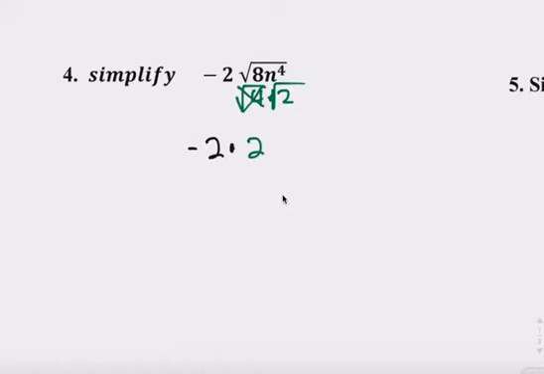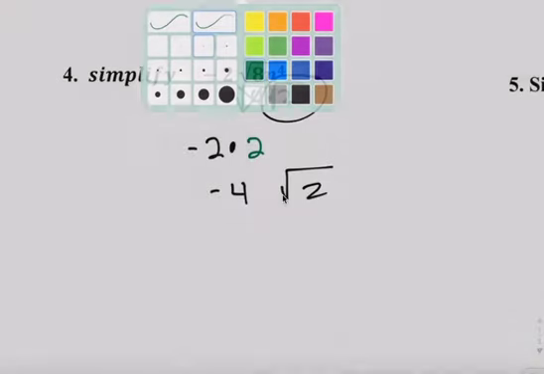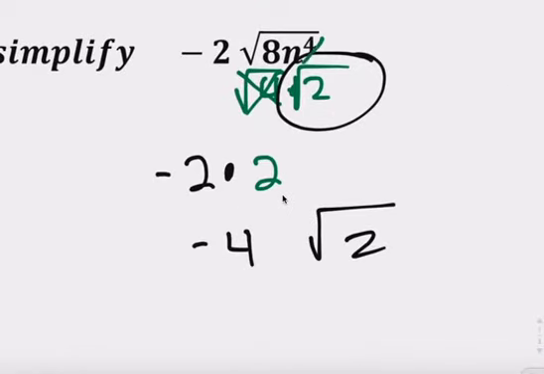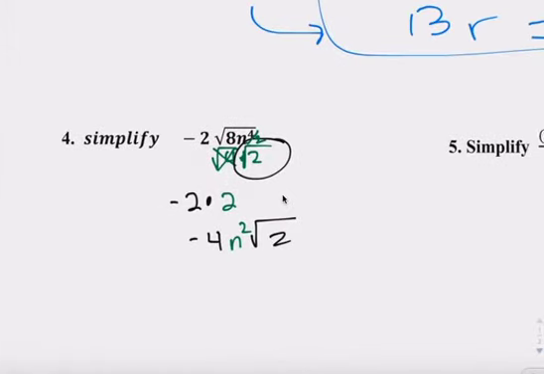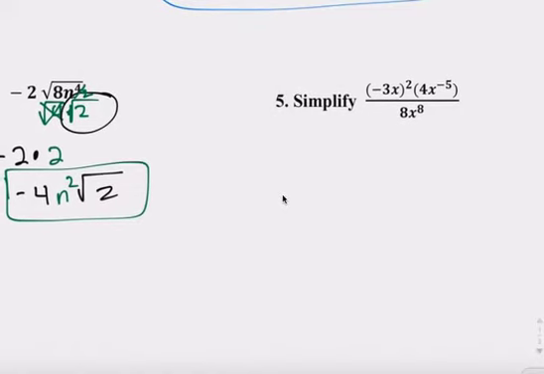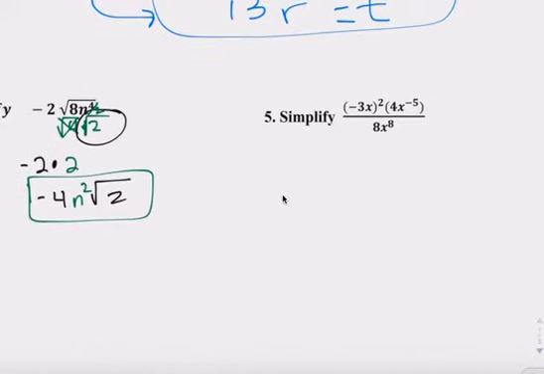Negative 2 on the outside. That gives you negative 4. We still have the square root of 2. And then we of course have the n that's left. You divide this by 2, you get n squared. And that's your answer. Simplify that.